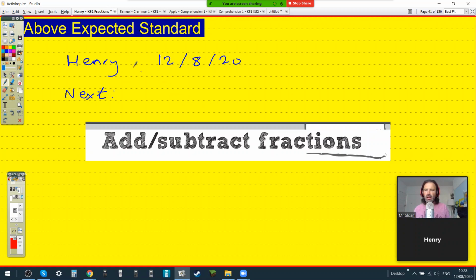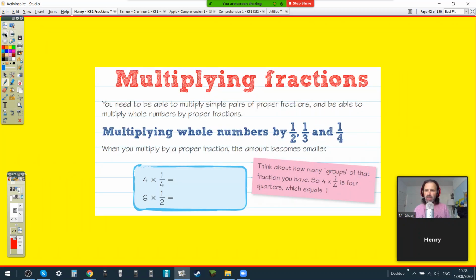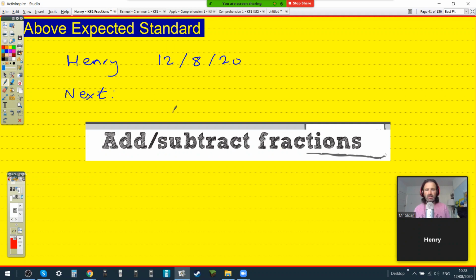Okay. Yeah, and I was thinking next time we could do multiplying and dividing fractions. Oh yeah, that'd be good.